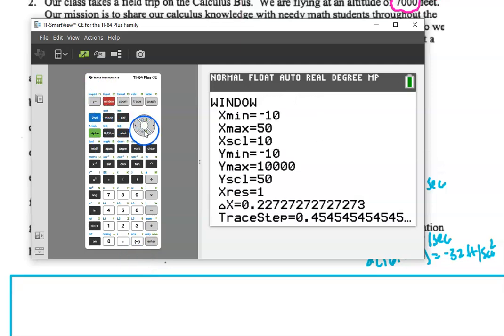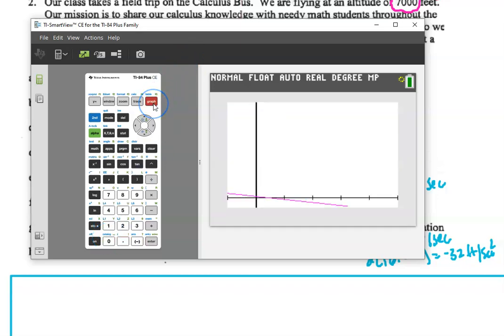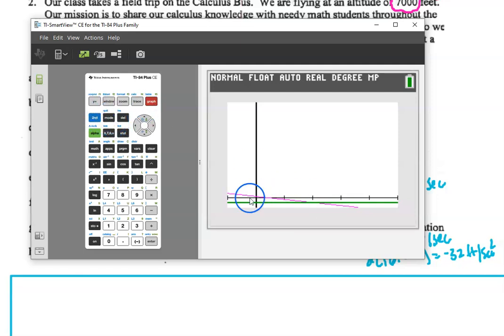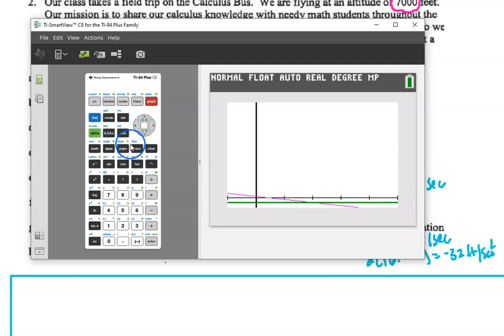I'm going to change my y minimum to, let's just say, negative 1,000. Graph. And I can see my line and my velocity and my negative 470. So second calc, 5, enter, enter, enter. And that happens at 19.375 seconds. So, hope this video has been helpful. We will talk a little bit more about this in class tomorrow.